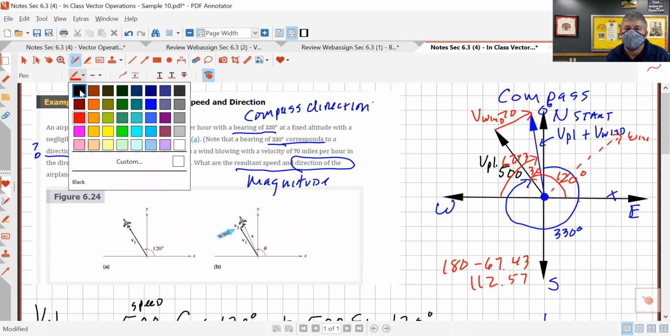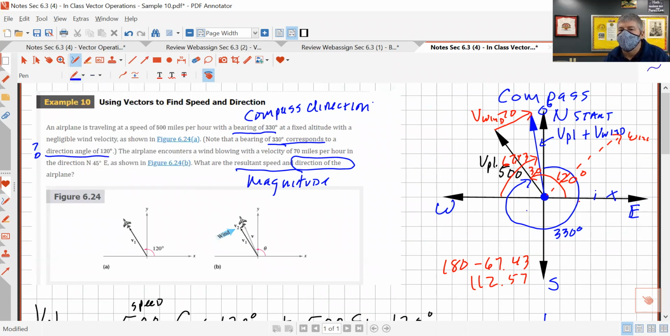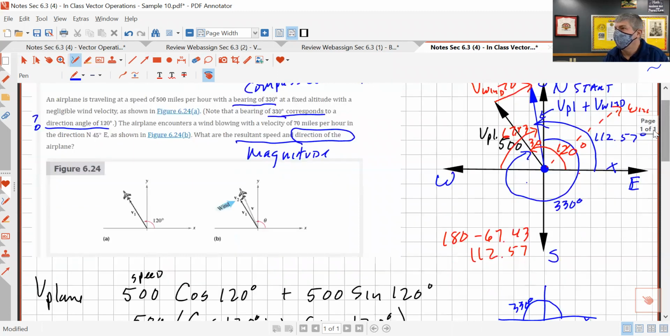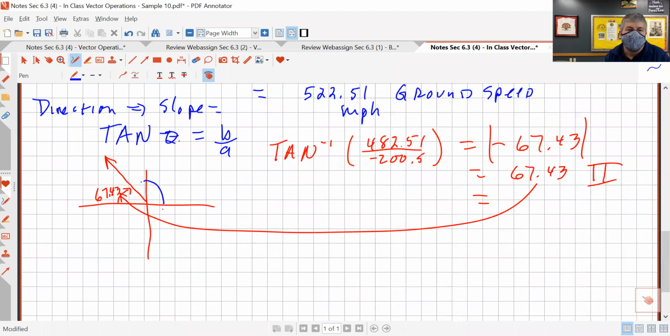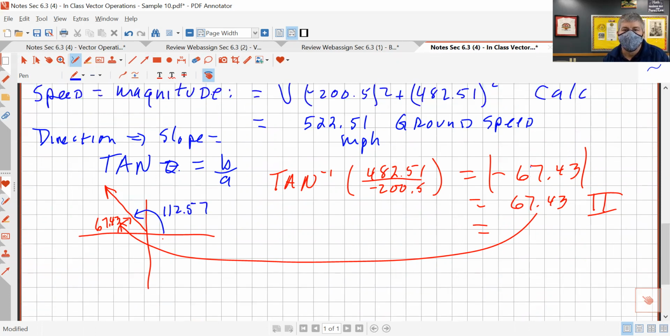My blue vector theta after the wind pushes me is 112.57. It was 120, but because of that crosswind, it's pushing me off course to 112.57. Yep. Does that make sense? I love working with smart guys. So that makes that 112.57. Did I scroll down too far? Yeah. Thank you.